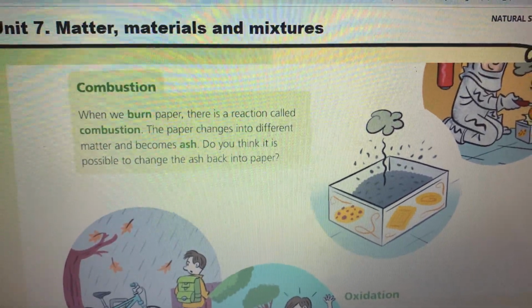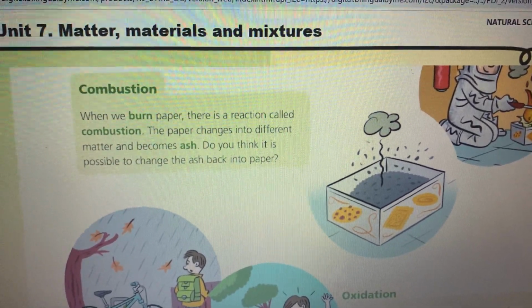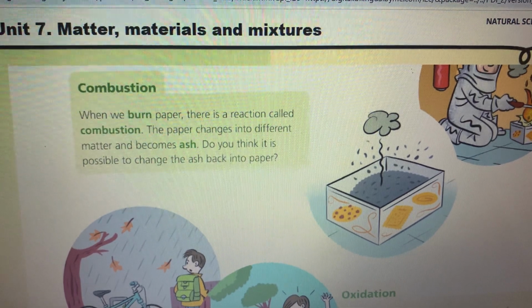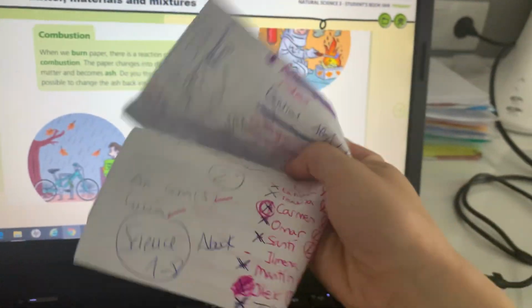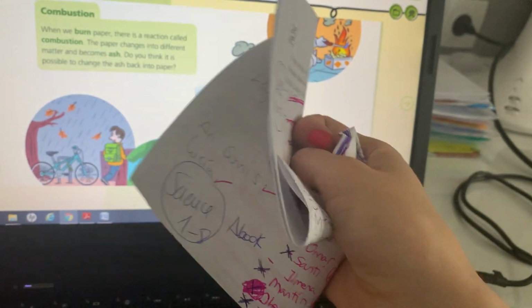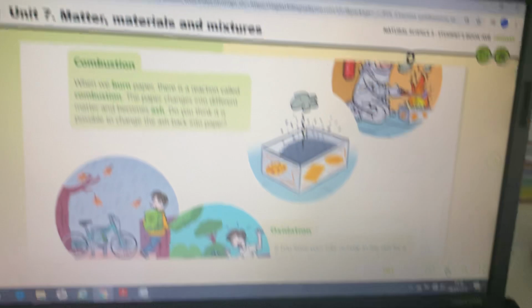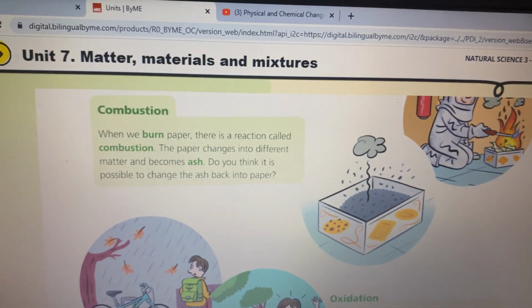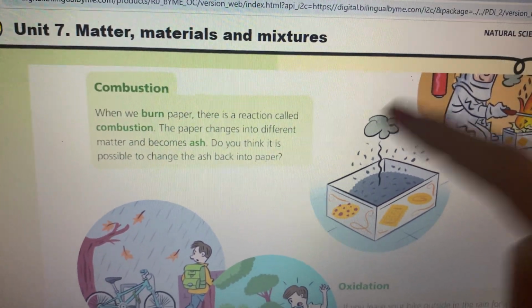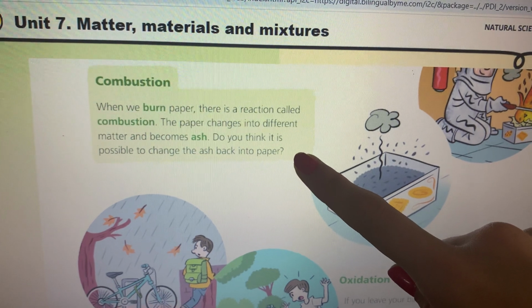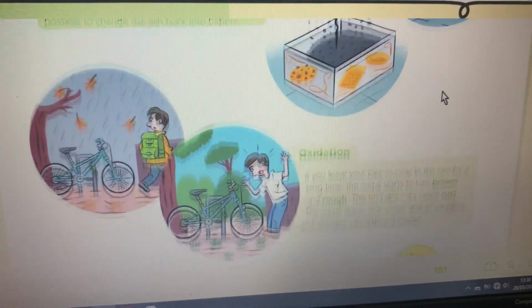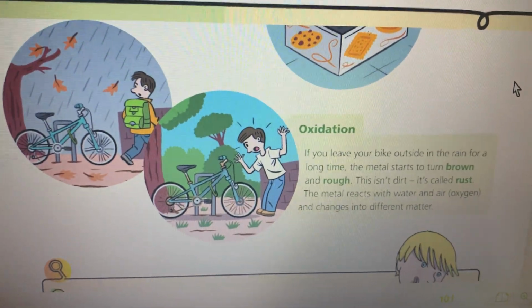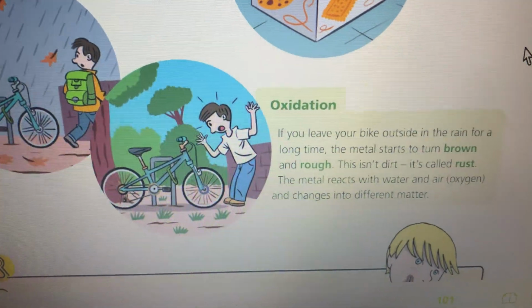So have you seen the difference between chemical and physical? In physical, we can bend a piece of paper, okay? We can bend a piece of paper, and we still have the matter. But if we burn it, we don't have the matter. It disappears. So this is the difference. And it says, do you think that it is possible to change the ash back into paper? What do you think?